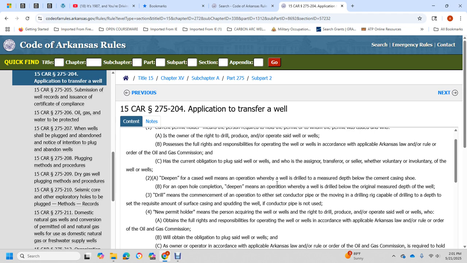Commencement of operations means either setting the conductor pipe, moving the drill rig capable of drilling the depth of the prerequisite amount of surface casing, or the spudding of the well with the conductor pipe not used.